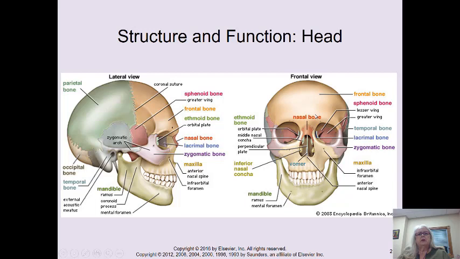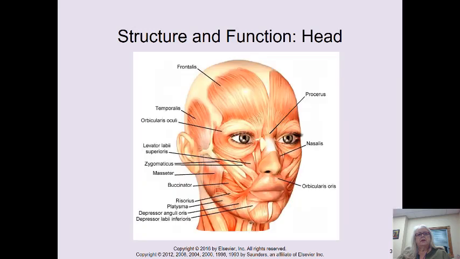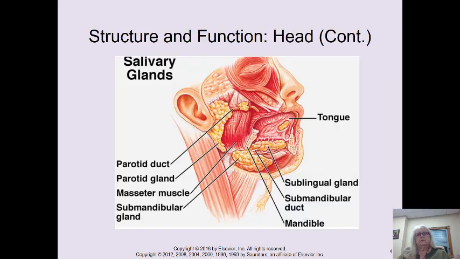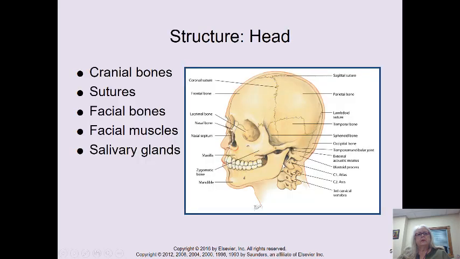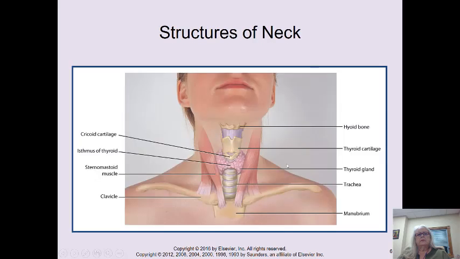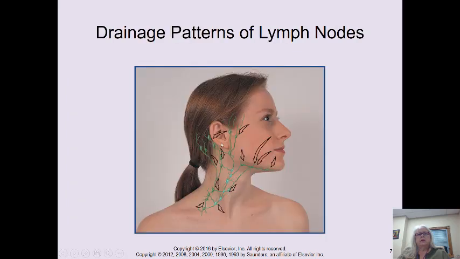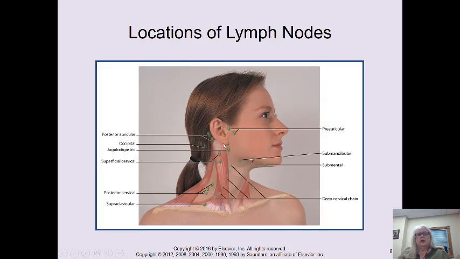Remember to brush up on your anatomy for the head, face, and neck, particularly your glands, the thyroid, the trachea, and the lymph nodes. This is drainage of the lymph nodes. Here are the lymph nodes, and you need to know all of these names. 4, 5, 6, 7, 8, all 9 of them.